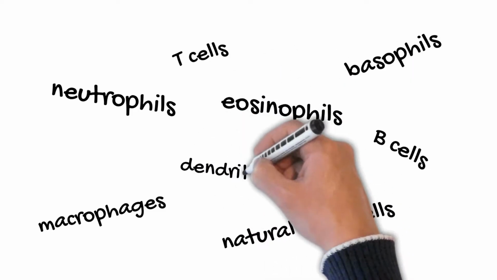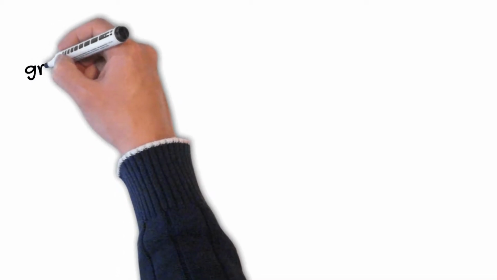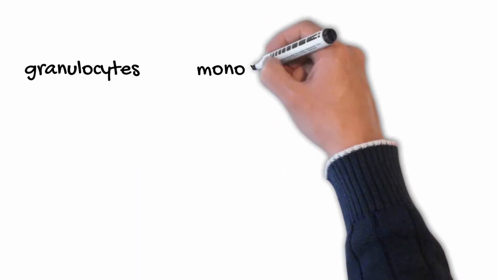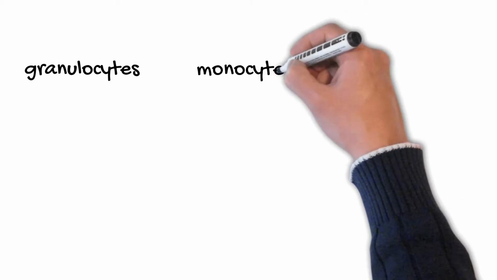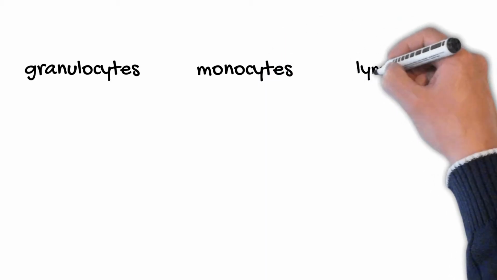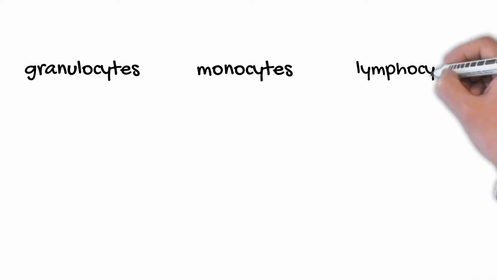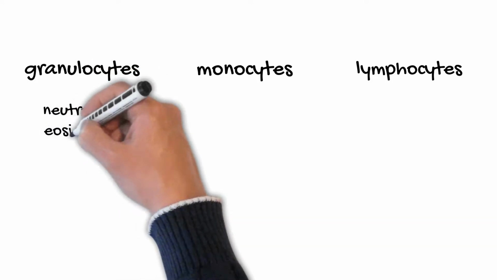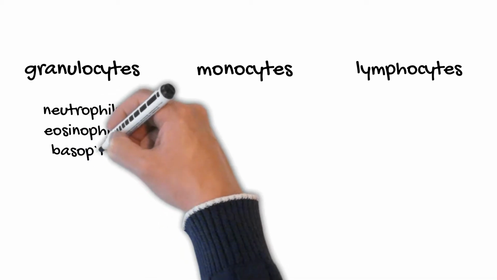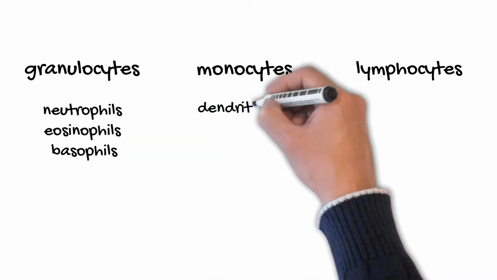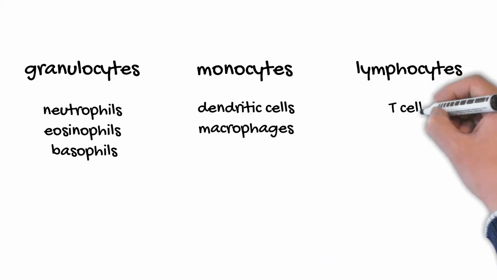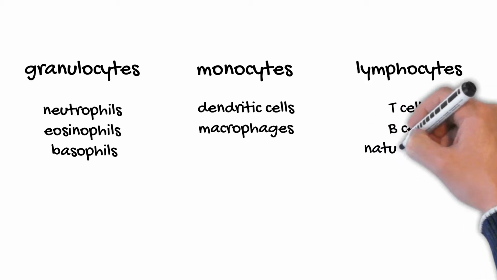Practically speaking, we can categorize white blood cells into 3 different groups. These 3 groups are granulocytes, monocytes, and lymphocytes. These 3 groups contain several types of cells within them. For example, within the granulocyte group, we have neutrophils, eosinophils, and basophils. Within the monocyte group, we have dendritic cells and macrophages. And within the lymphocyte group, we have T cells, B cells, and natural killer cells.